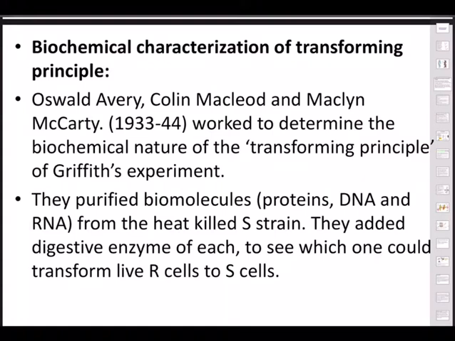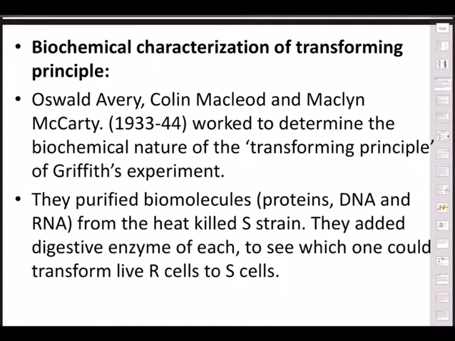So we are thankful to three scientists, famously known as Avery, MacLeod and McCarty. From 1933 to 44, look at that, 11 years they have done a long experiment, and how much patience they should have. So thanks to Avery, MacLeod and McCarty, they worked to determine the biochemical nature of the transforming principle of Griffith's experiment. And they have done a wonderful experiment.